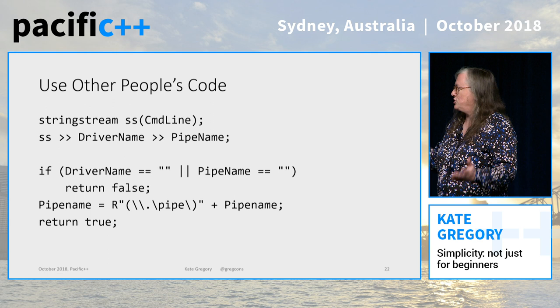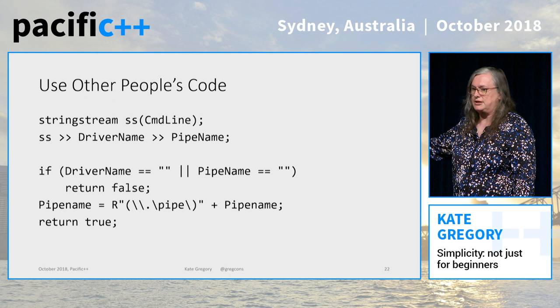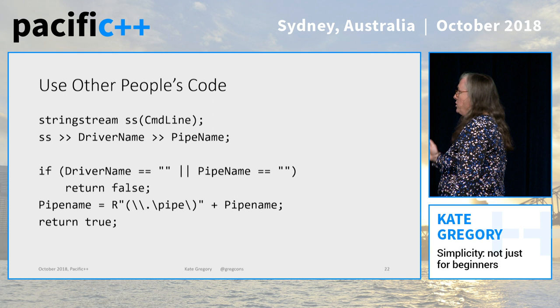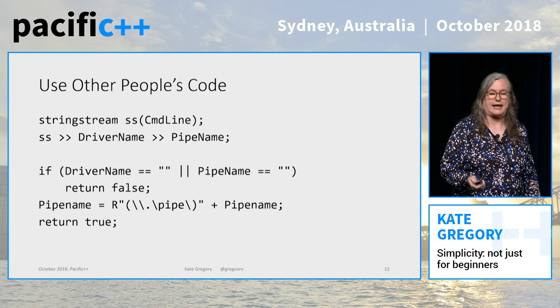This code is shorter, but more importantly, it's telling the story. I'm going to use string stream to do the parsing because parsing is a solved problem that I don't need to do. If I can't get my 2 variables, I'm going to return false. Then I'm going to decorate the pipe name, and I'll live happily ever after. These codes work identically, except that this code doesn't change command lines, so you can pass it a string literal, and that's a good thing, too.